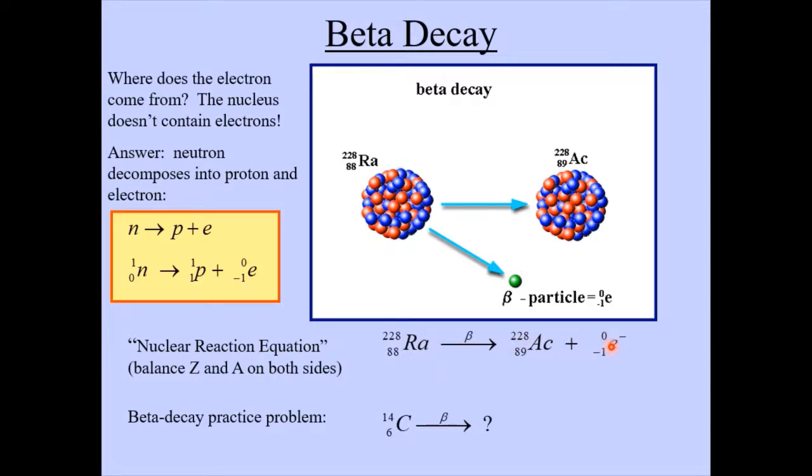So here's a practice problem for you. Carbon-14 undergoes a beta decay. What are the products over here on the right side? So again, go ahead and pause the video and figure out what the numbers would be. Start with this over here, figure out what these numbers are, and then we'll look on a periodic table to finish the problem.